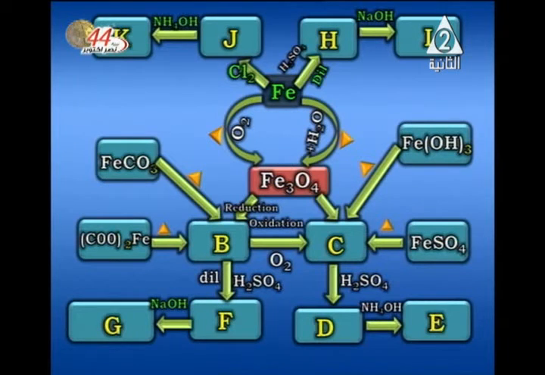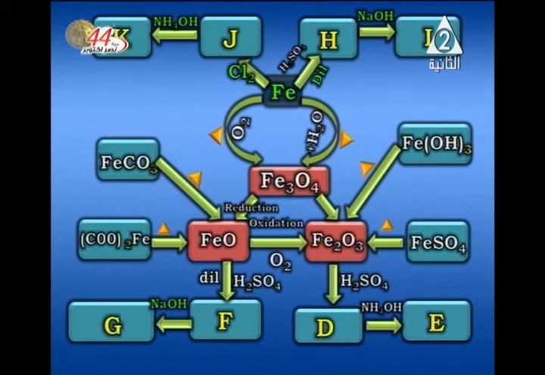So, looking at compound B, that is produced by heating iron 2 carbonate and heating iron 2 oxalate, it must be iron 2 oxide. If you look at compound C, that is produced from oxidation of iron 2 oxide, the answer will be iron 3 oxide. That is also produced from heating iron 3 hydroxide or heating iron 2 sulfate.